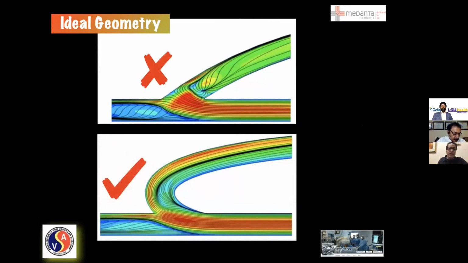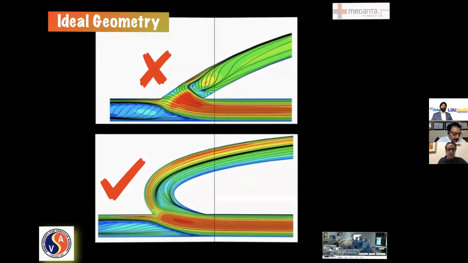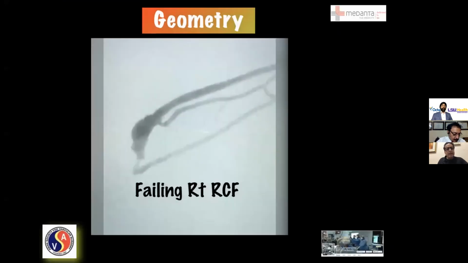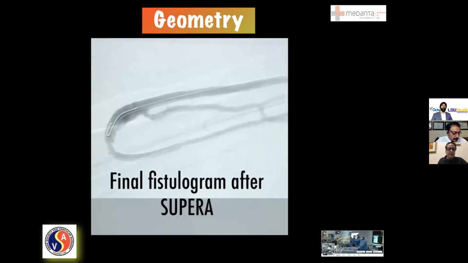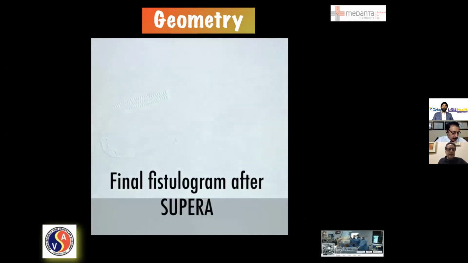What we should plan is a smooth curve, a nice curve along the anastomosis, so that we get linear shear forces which help in dilatation. So you can see there what we are having is a failing radiocephalic fistula. So how we have improvised over the last few months is that we have taken a lead from some of our colleagues from Australia, especially in Sydney.